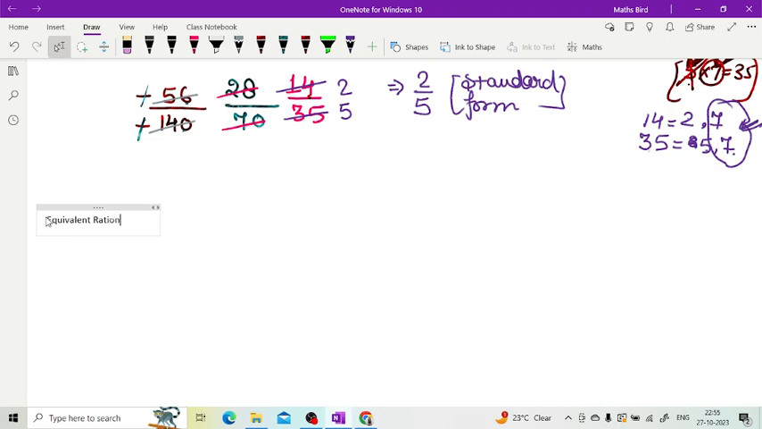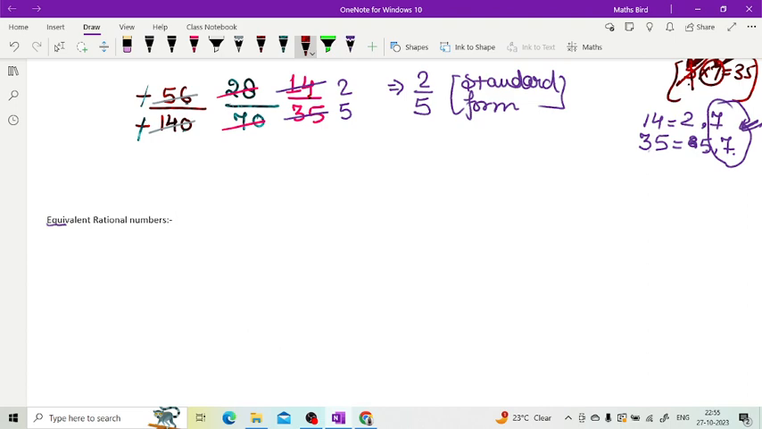Equivalent rational number. Equivalent rational numbers. What is an equivalent rational number, right? Equivalent is made up of the word equal.